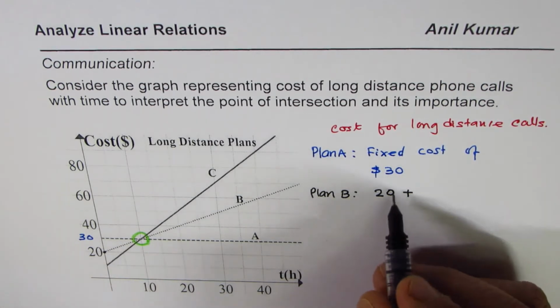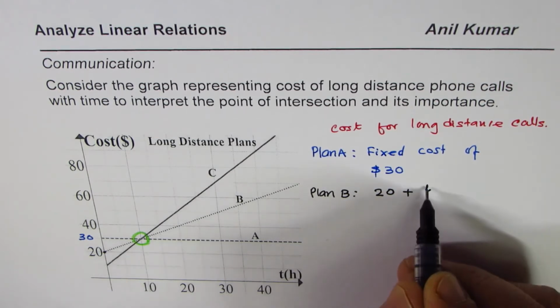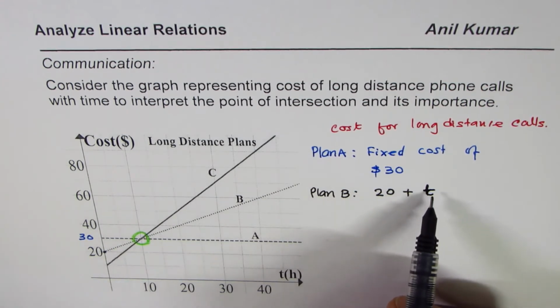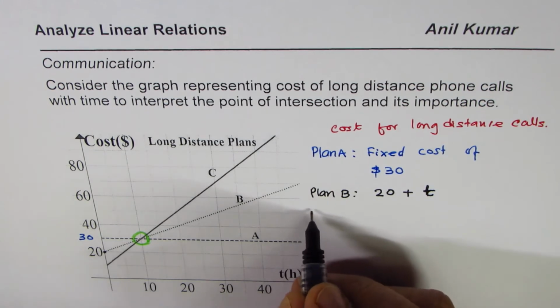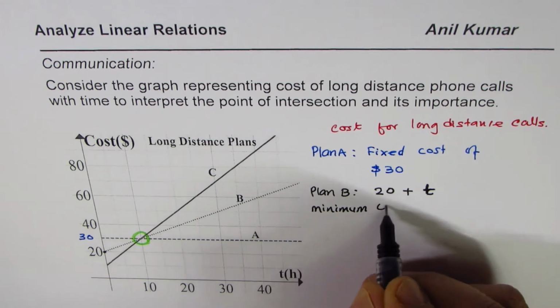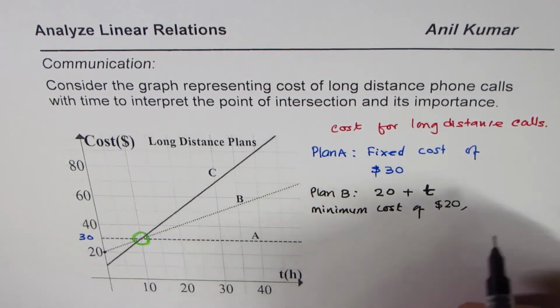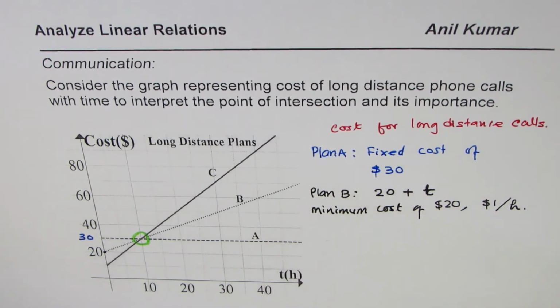So you could write an equation like 20 plus 1 times t, because t is a variable, 20 plus t. Every hour you add, you pay $1. So that becomes plan B. So plan B really means that you pay a minimum cost of $20 and then $1 per hour. That becomes plan B.